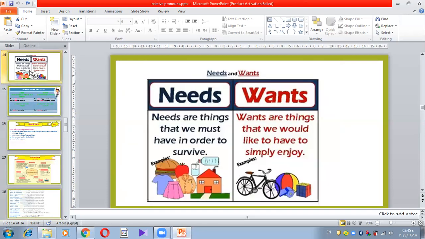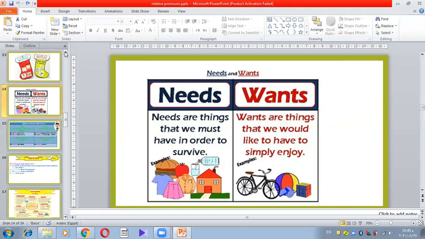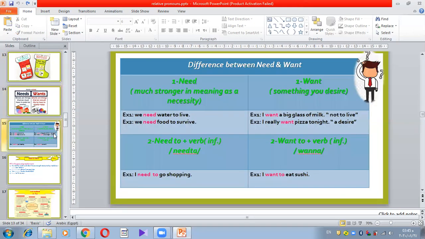Let's see other examples. Again, I just give them to you to make it clearer for you. Needs are things that we must have in order to survive, like water, clothes, food, a house, as we said. But wants are things that we would like to have, to simply enjoy, to feel happier. I want to buy a bike, for example. I want to have a ball. To make it even clearer, need is much stronger in meaning as a necessity. It's something that is stronger than want, while want is something that you desire, as we said.